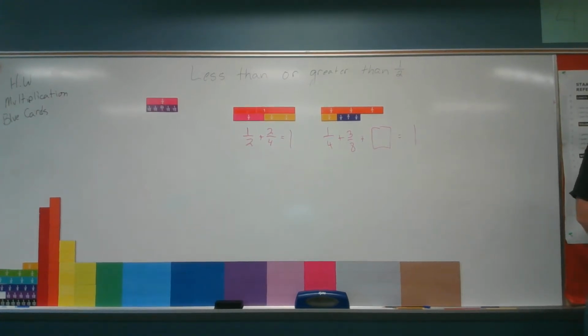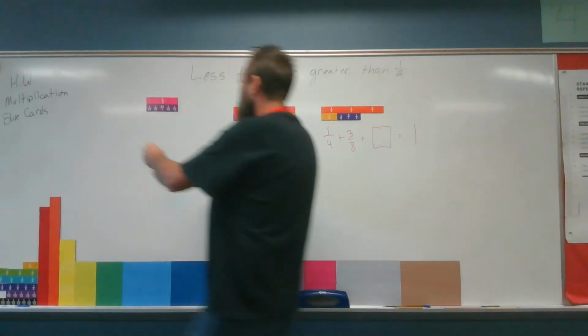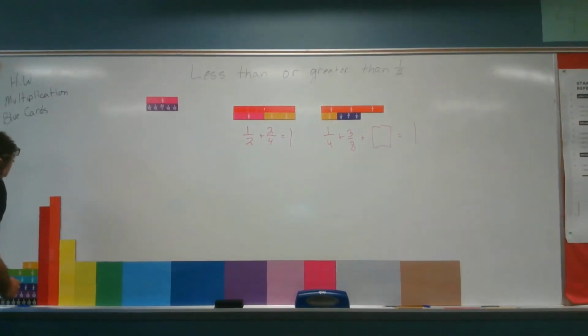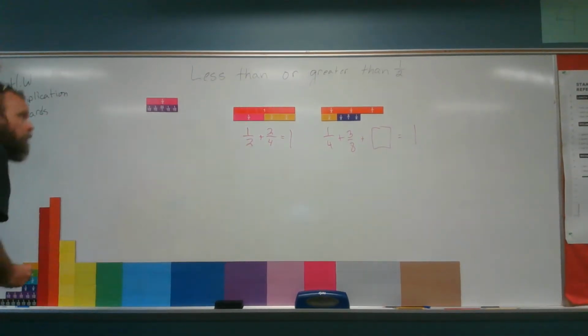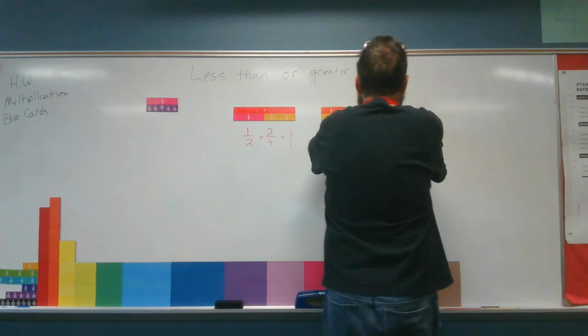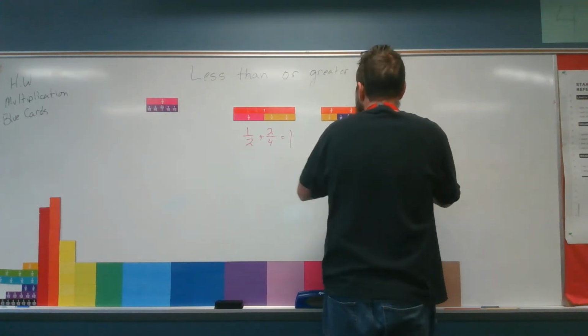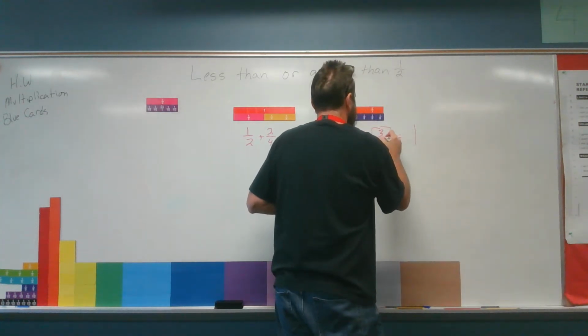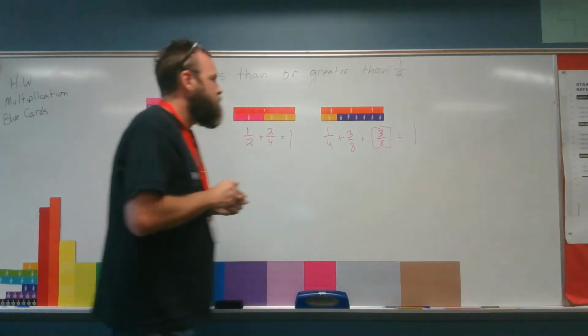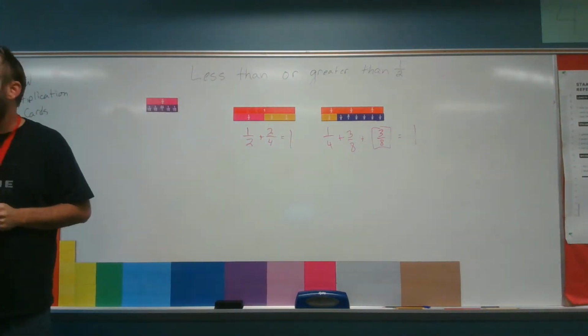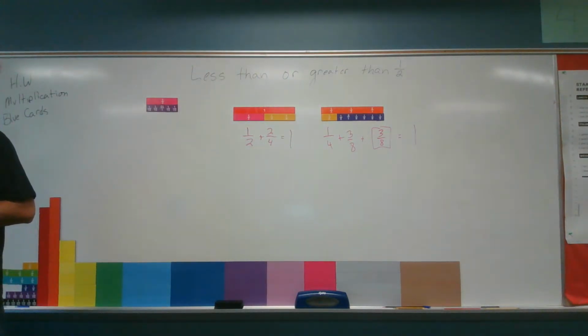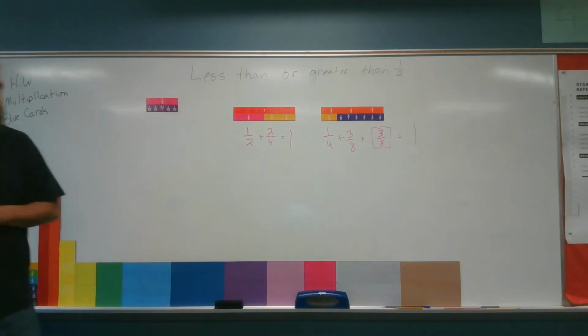So Maya, what can you tell me? This is 3/8. And how do you know it's 3/8? It's the same like with the 3/8. All right, well let's look and see if it is 3/8. So 1/4 plus 3/8 plus 3/8 equals 1.